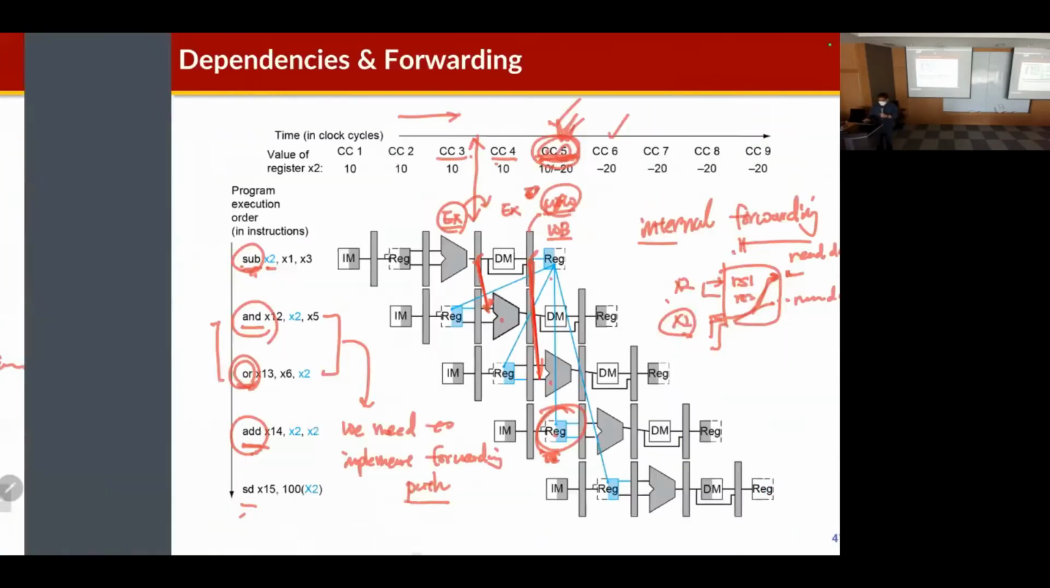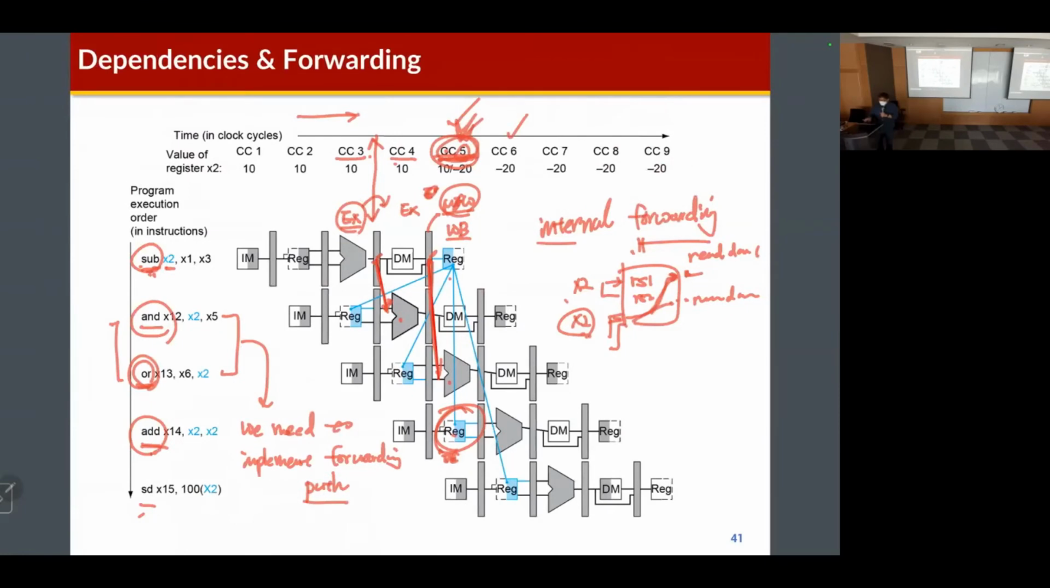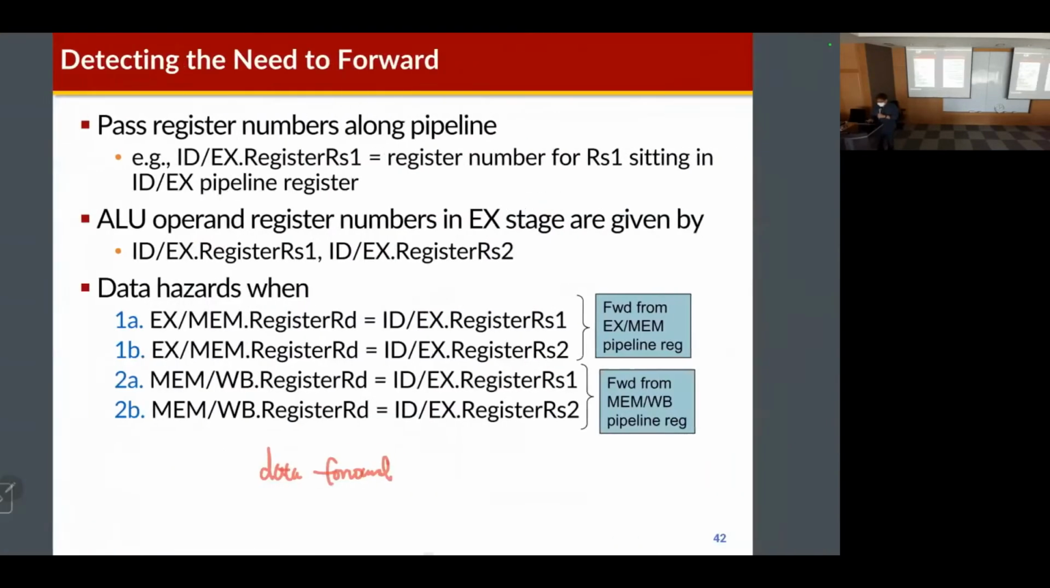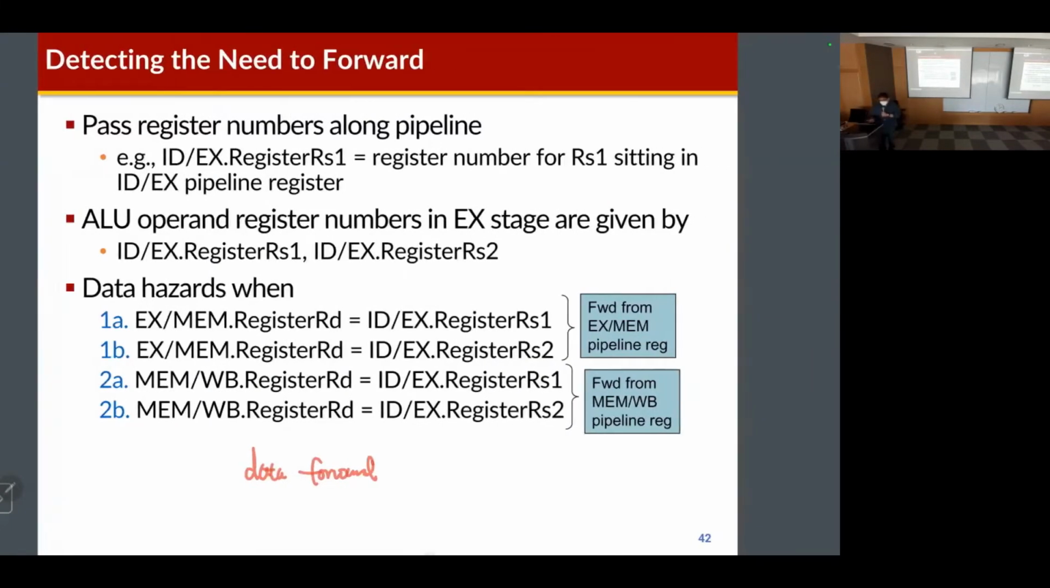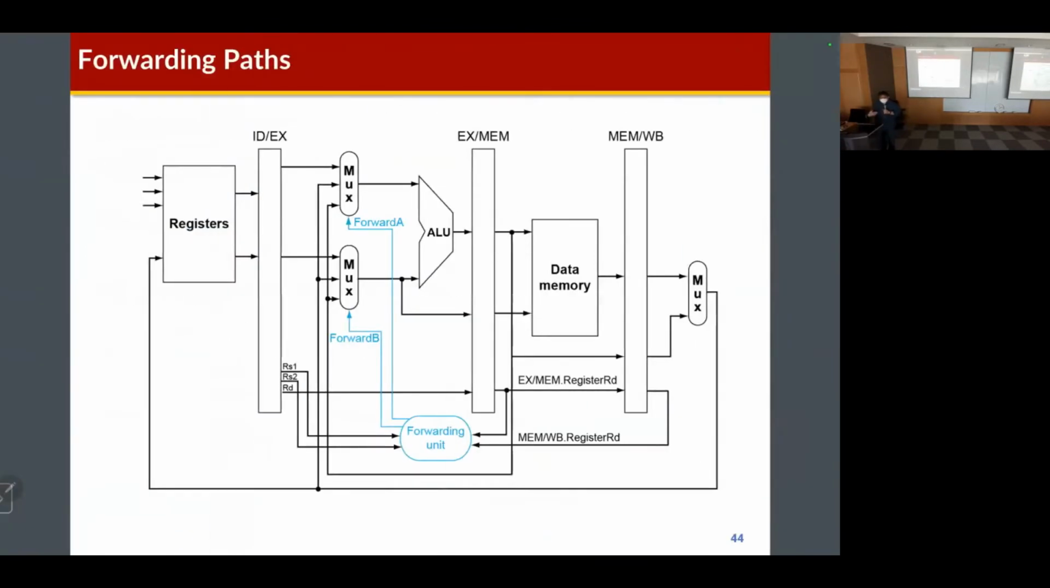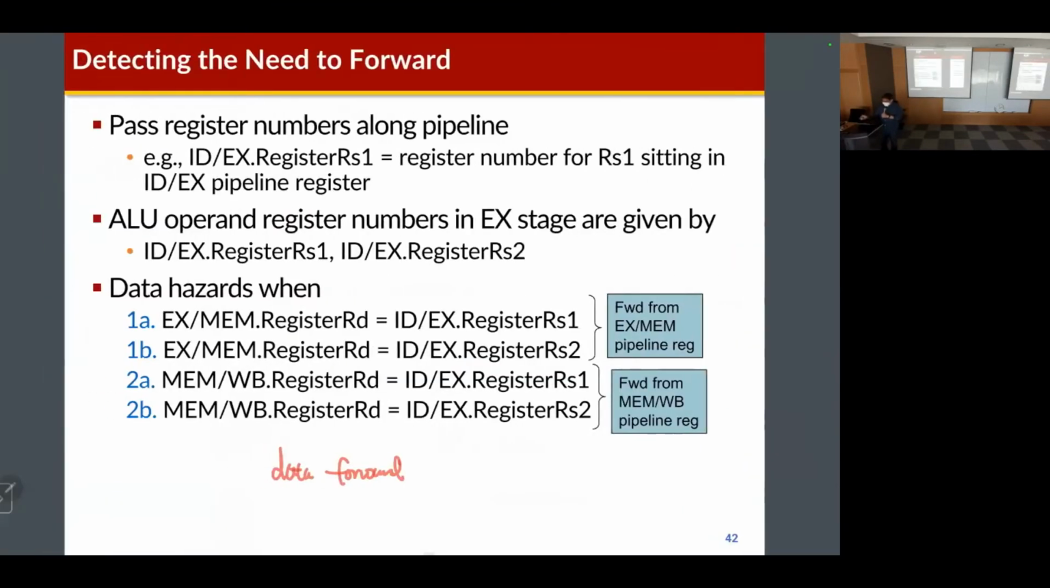Okay, so I have already explained about the data forwarding and how the data forwarding can be performed in the pipeline architecture here. I also explained the conditions of data forwarding. So let's see how to implement the data forwarding path.